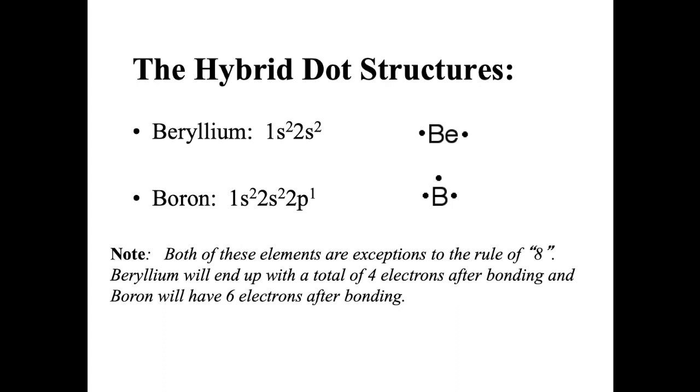One thing to also remember, though, is that beryllium and boron are both exceptions to the octet rule. When beryllium bonds, it's going to have a total of 4 electrons, and boron, after bonding, will have a total of 6. So these 2 elements are just fine with not having the usual 8. And that's another thing that you're going to have to remember, that these 2 are exceptions to the octet rule.